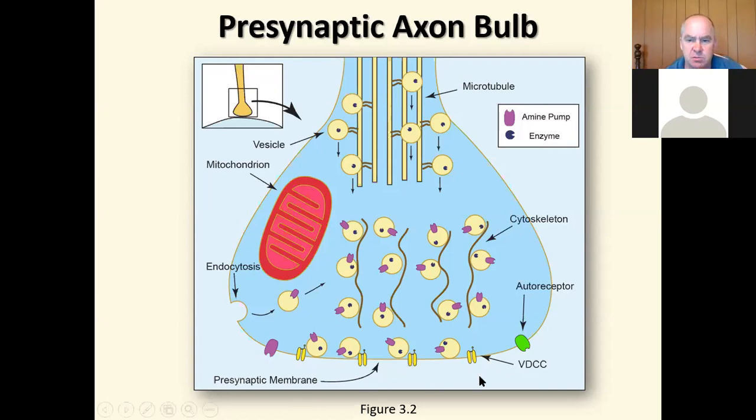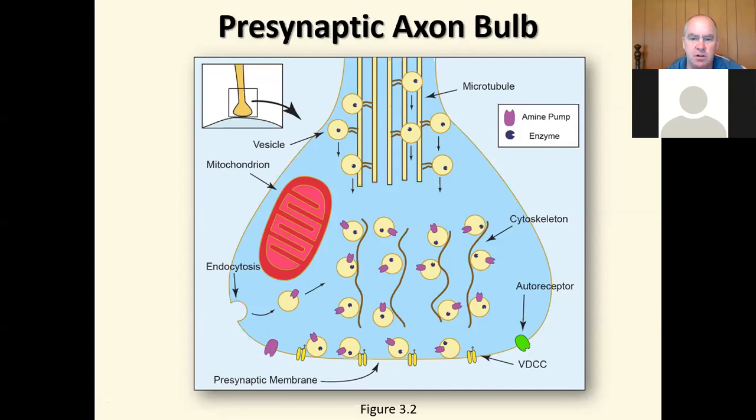So we get neurotransmitter here released into the synapse. And you don't see it in this picture, but there's a membrane on the other side of the dendrite or soma or whatever this axon bulb is interacting with. So you've got receptors there. We'll talk about those today as well. So action potential comes down, voltage-dependent calcium channel opens, calcium comes in, vesicles fuse, release neurotransmitter.